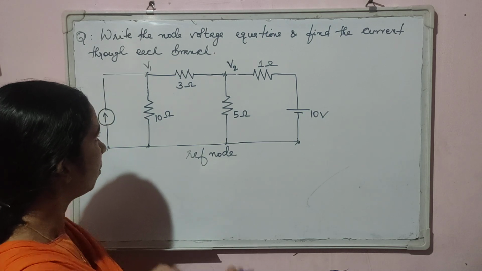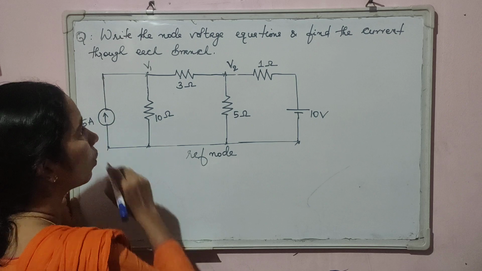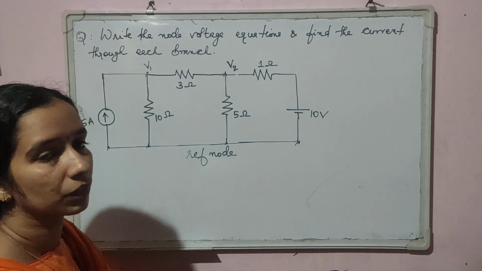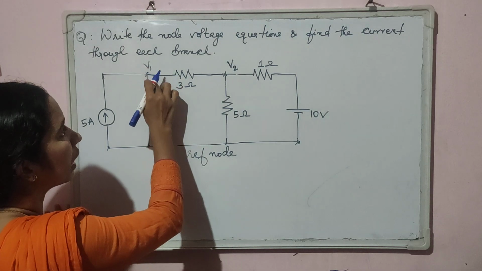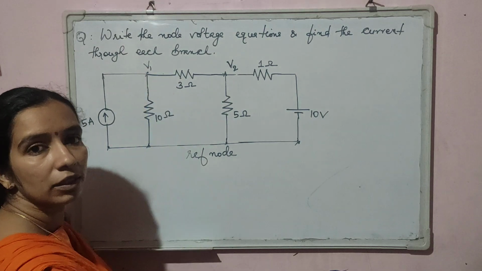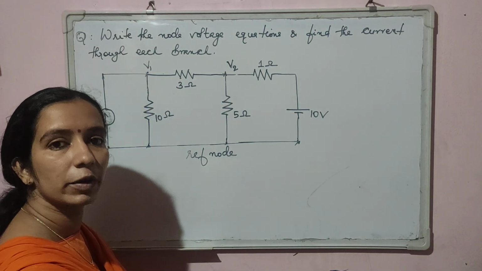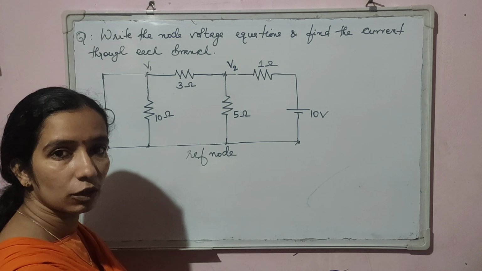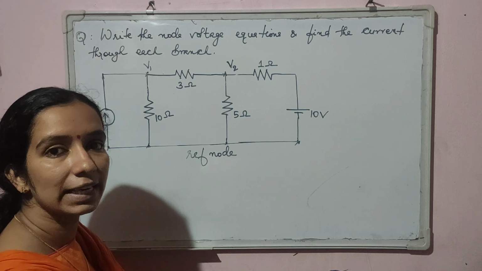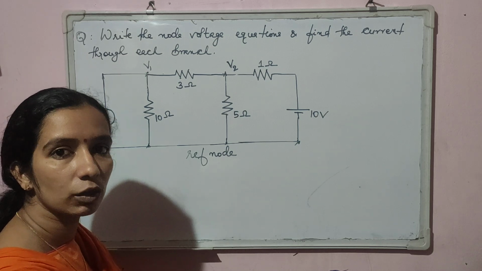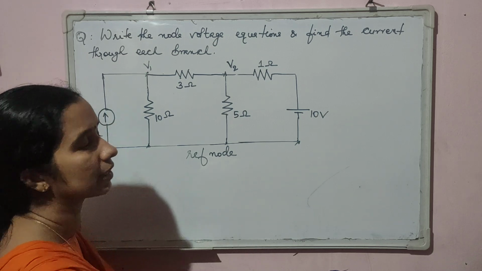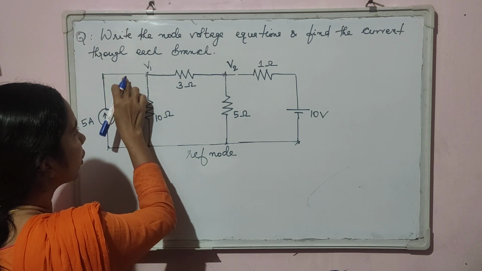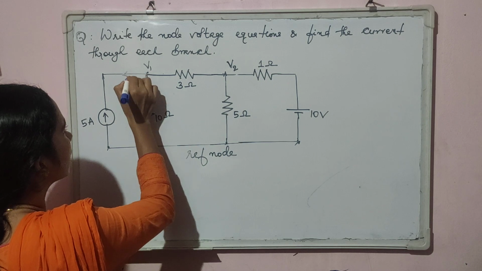Now mark currents to all the branches which are meeting at the considered nodes. So here at node 1 there are 3 branches. While marking the currents, mark all the currents as leaving from the node. Mark all the currents as leaving currents. So here there are 3 branches, branch 1, branch 2 and branch 3.